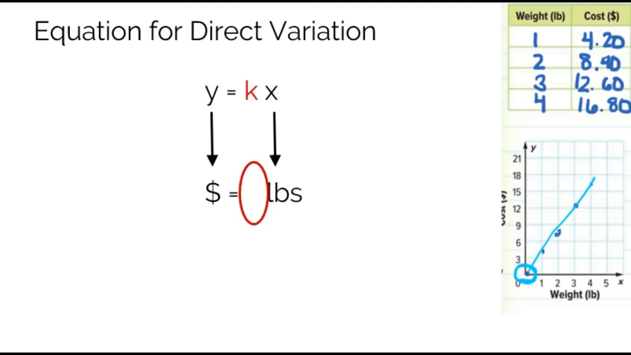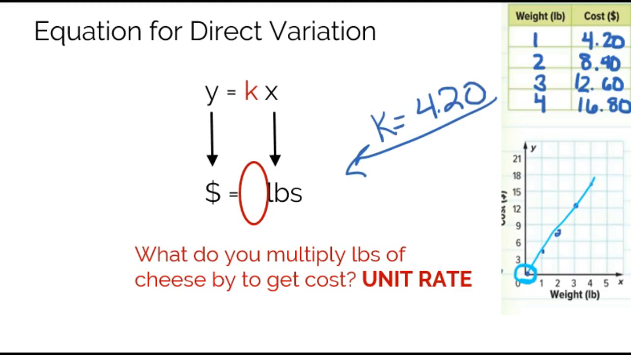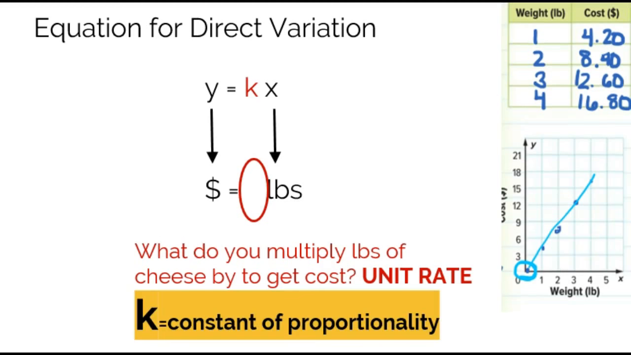What is k here? Well, we know that k is whatever we need to multiply the pounds by to get the cost, the pounds of cheese to get the total cost. We've already calculated that out to be $4.20. That is our unit rate. So right here, I'm going to grab my pen. In this example, this k is going to equal $4.20. That's the unit rate. We are calling this k, and k is the constant of proportionality.